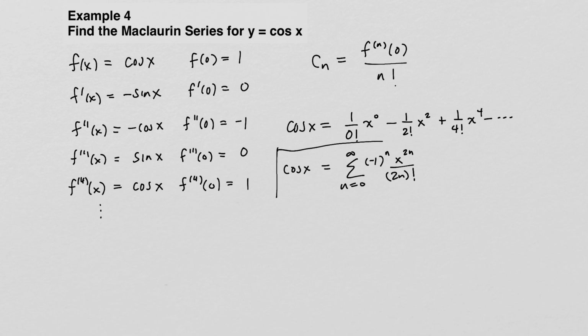So basically, it's just like the Maclaurin series for sine, and it also converges everywhere. The only difference is, in the cosine function, you only have the even powers of x, whereas in the sine function, you had the odd powers of x.